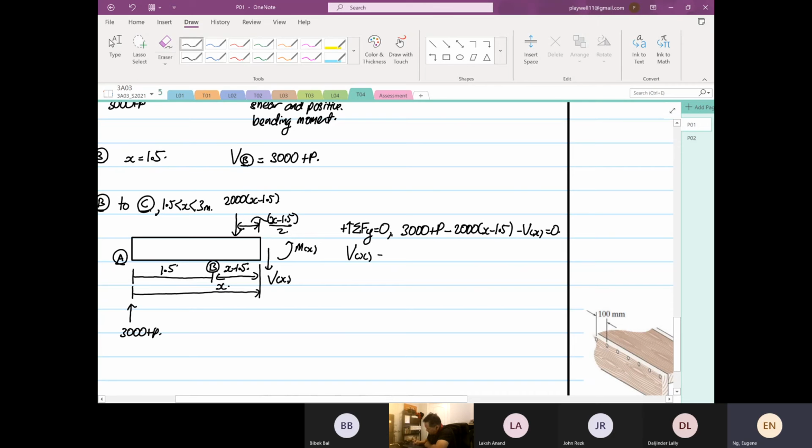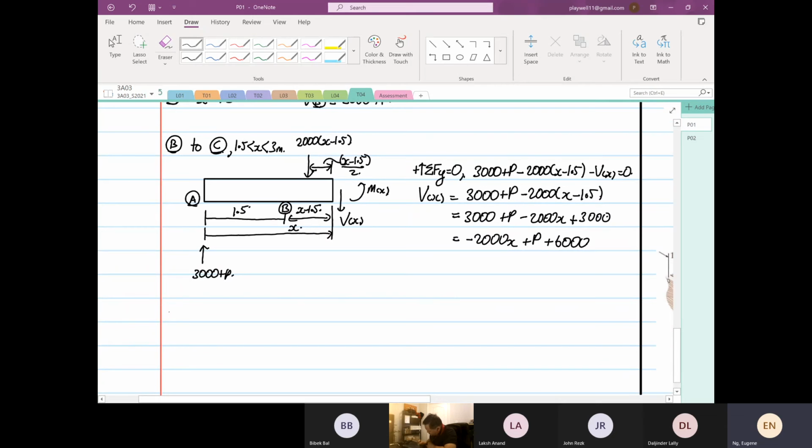So V as a function of x is equal to 3000 plus P minus 2000 (x minus 1.5). If I have to write this out, this is 3000 plus P minus 2000 x minus 1.5, okay? So 2000 times 1.5 is equal to 3000. So this equation over here is minus 2000 x plus P plus 6000.